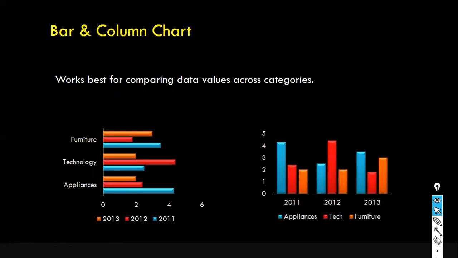Okay. But the column and bar chart, these two types of charts are commonly or widely used to visualize the data. Okay.